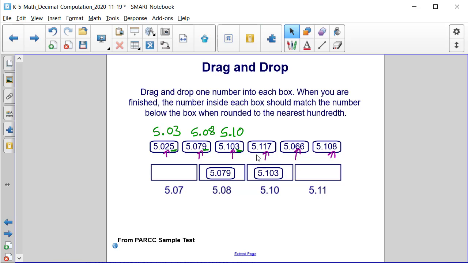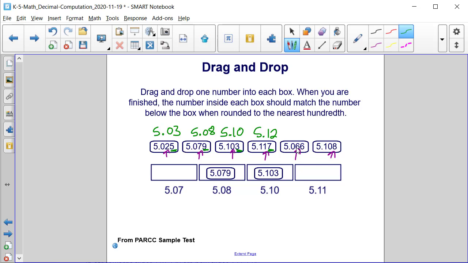Now let's look at 5 and 117 thousandths. Does the 7 that's in the thousandths place round this 1 up to a 2 or keep it a 1? It rounds it up to a 2. So this is 5 and 12 hundredths. Is that one of the remaining numbers? No, it's not. So we're not going to move this one.